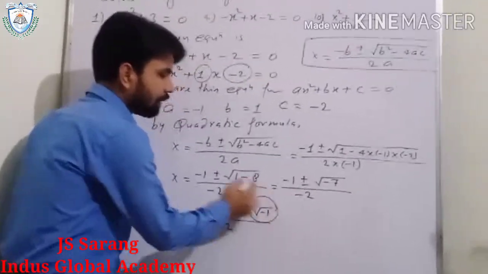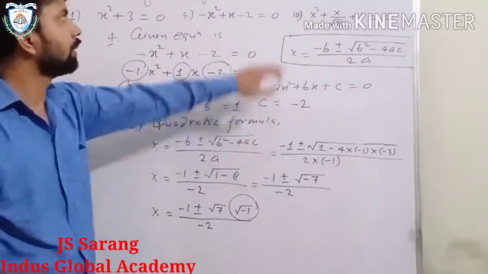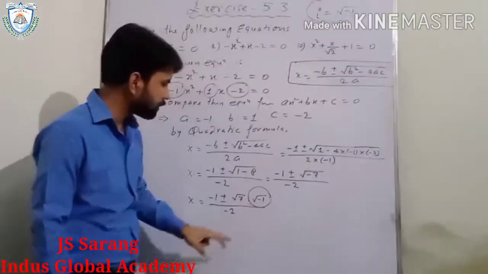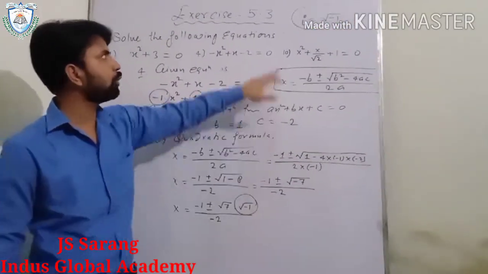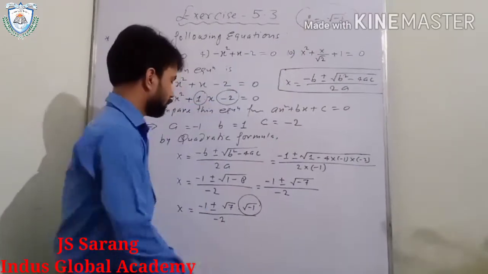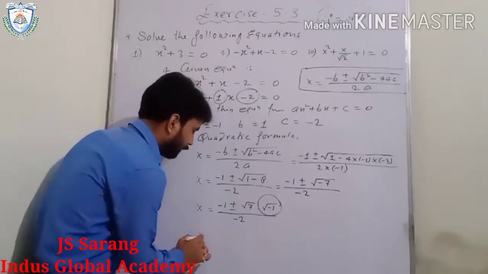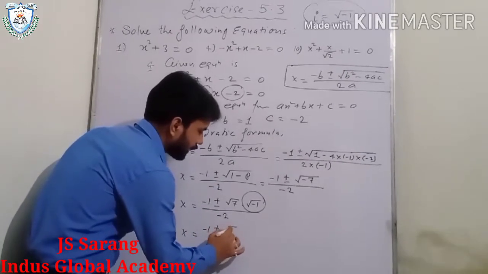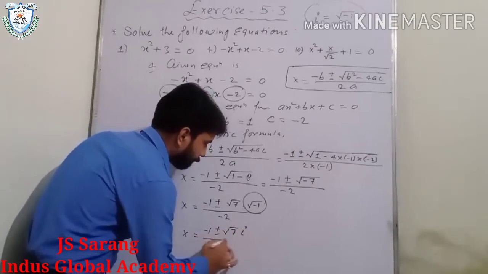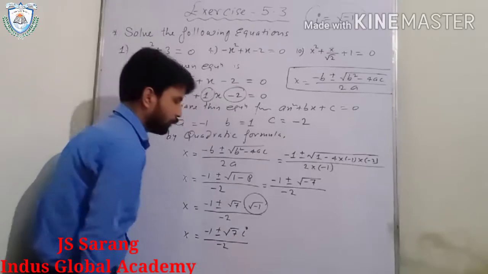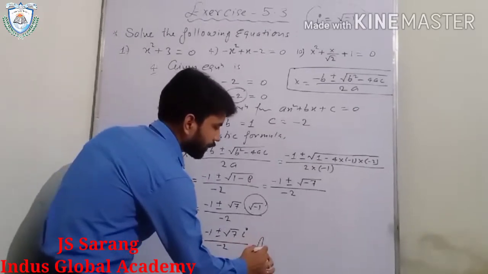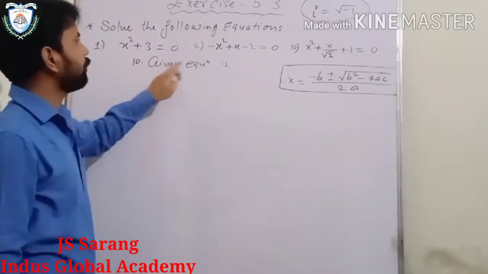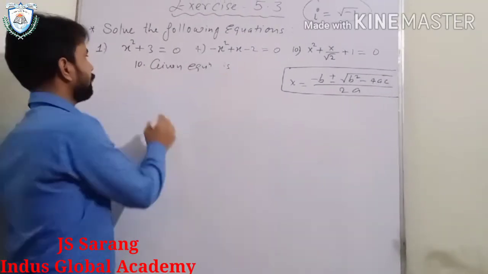Now, this is the value of iota or not? The value of iota is how much? Square root of minus 1. So, in place of square root of minus 1, we can put iota. So, the value of x is minus 1 plus minus under root 7i upon minus 2. This is our answer.